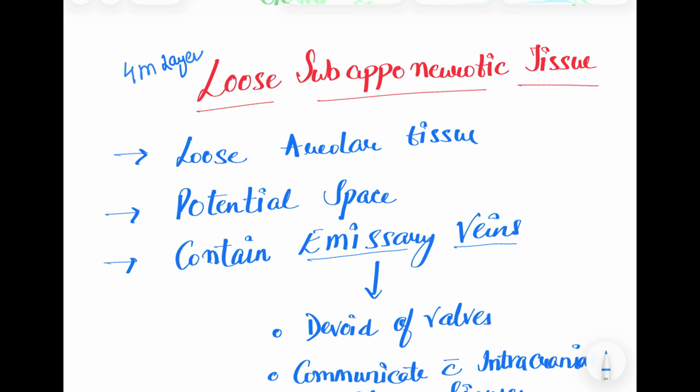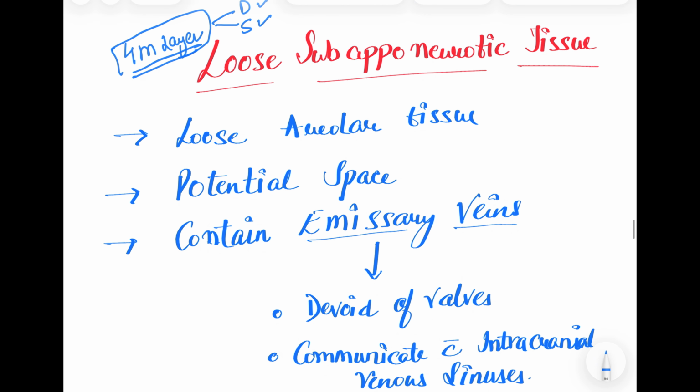This layer is very important, as many clinical questions arise from it. It is also called the dangerous layer, and the safety layer. So we'll see why we have two different names for this layer. First of all, what is this layer?